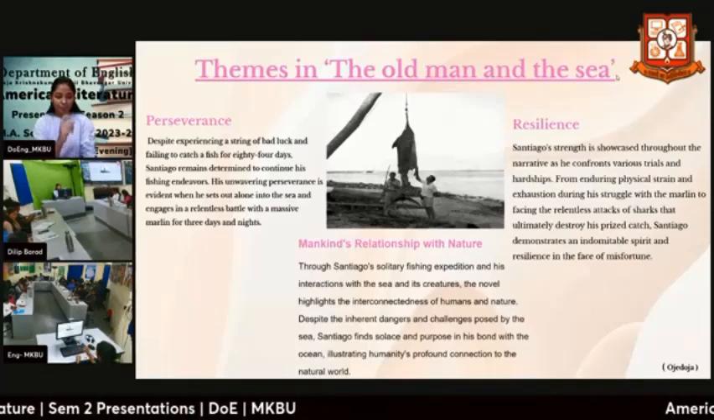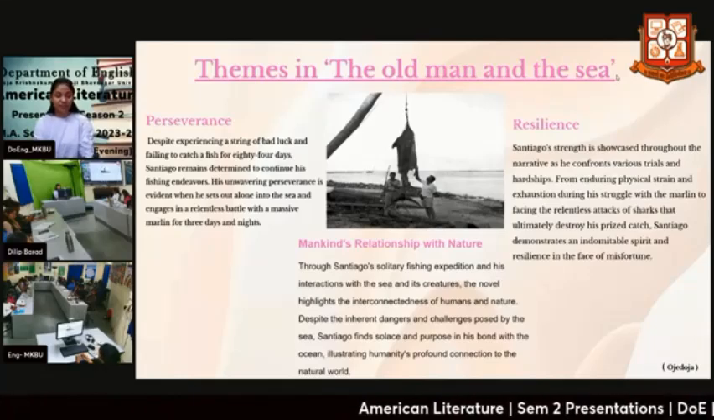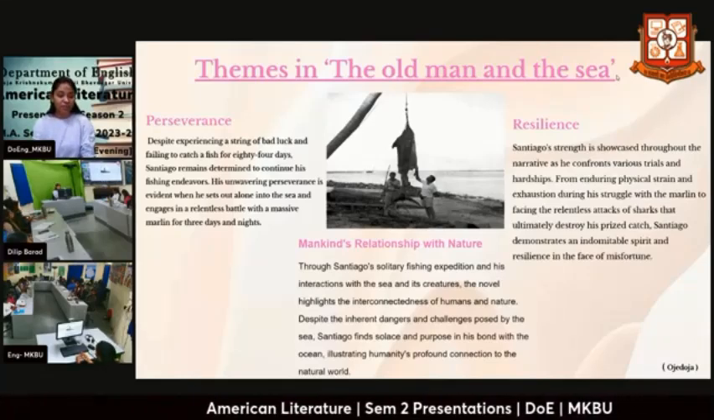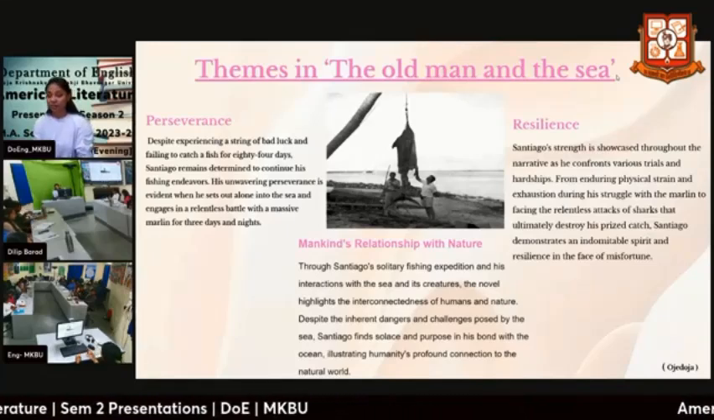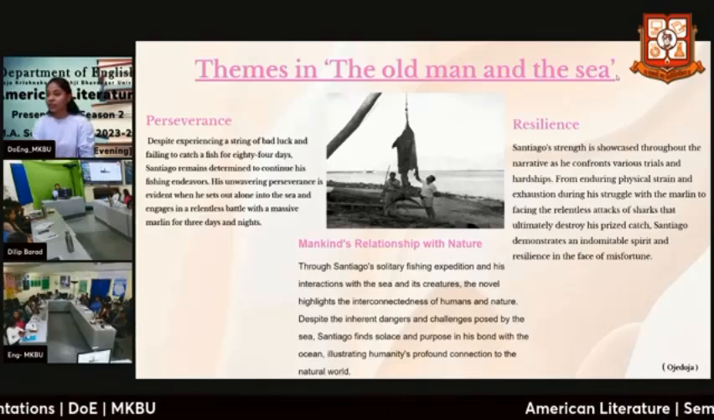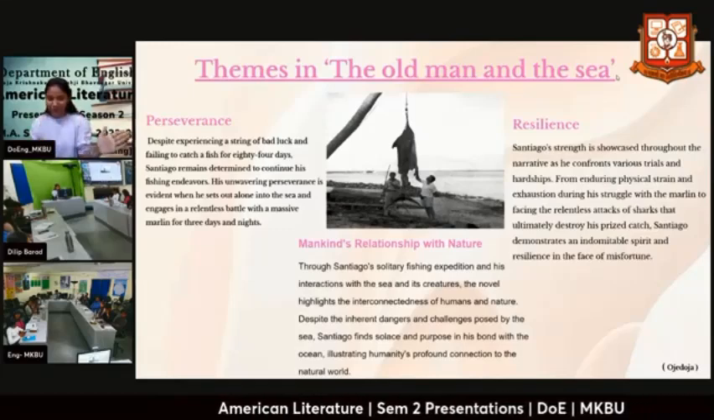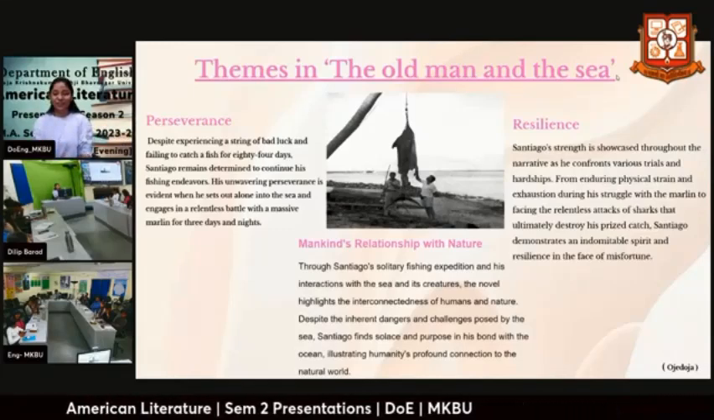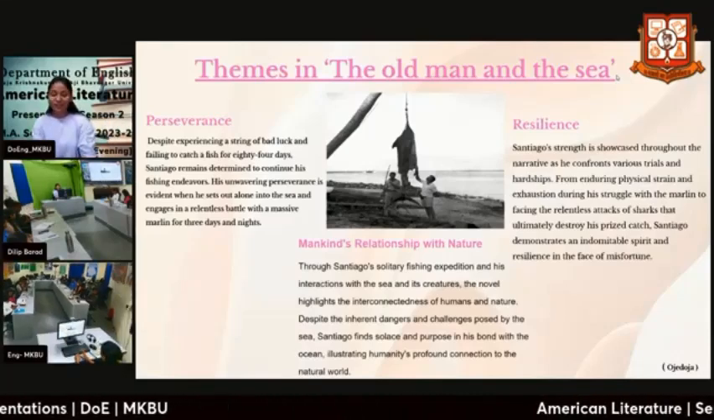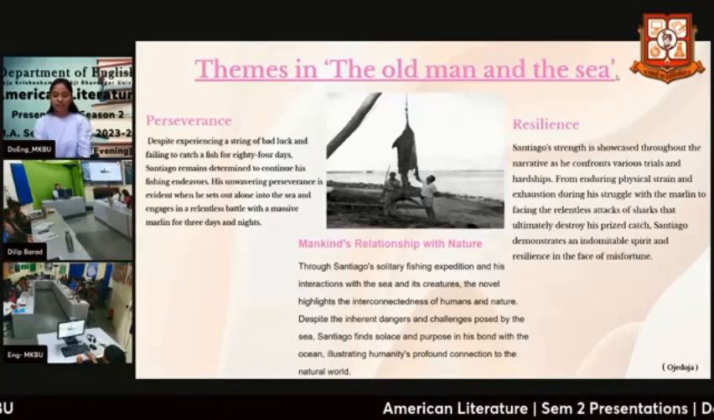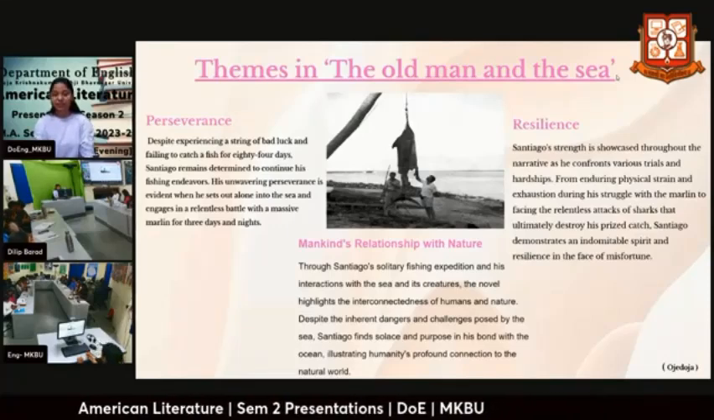His unwavering perseverance is evident when he sets out alone into the sea and engages in a relentless battle with a massive marlin for 3 days and nights. He was struggling to bring the fish to the shore. He was struggling at the time, and then there is mankind's relationship with nature through Santiago's solitary fishing expeditions and his interactions with the sea and its creatures.